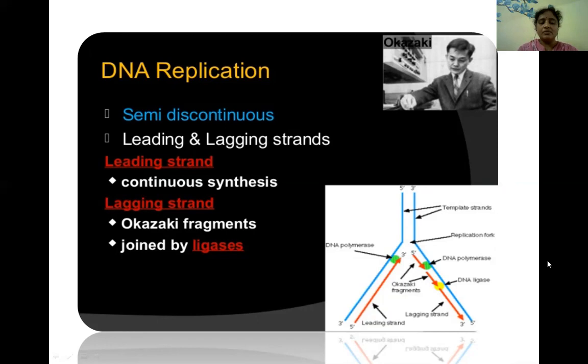Therefore, the mechanism is called the semi-discontinuous mechanism. So, remember this: the leading strand is continuously extended by the single primer. The lagging strand is discontinuously extended by the large number of primers.